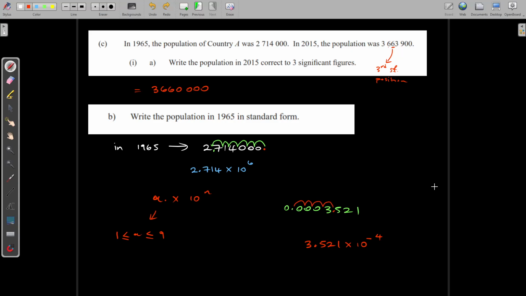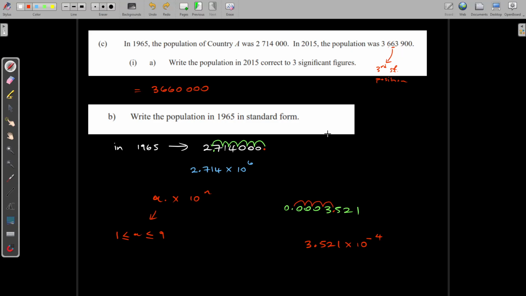So just keep that in mind. I think, did we go through that in our sessions that we had? I'm not sure if we did significant figures. Sir, standard form, sorry, standard form.